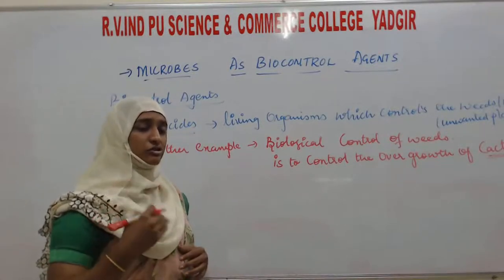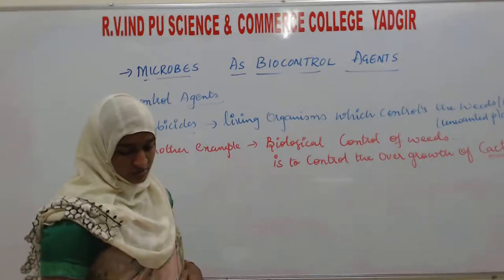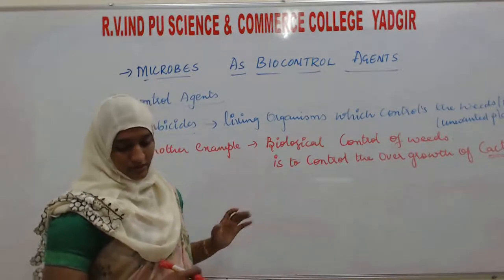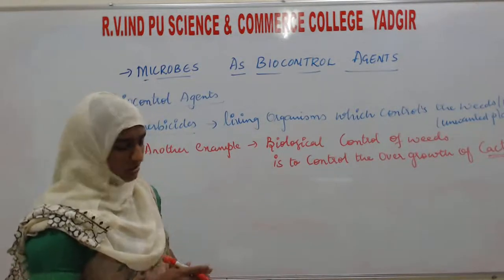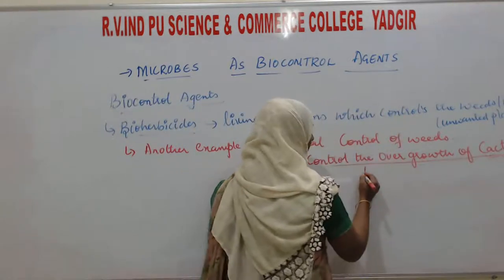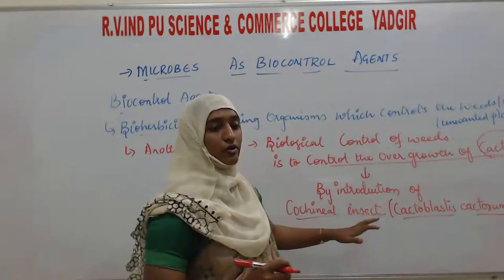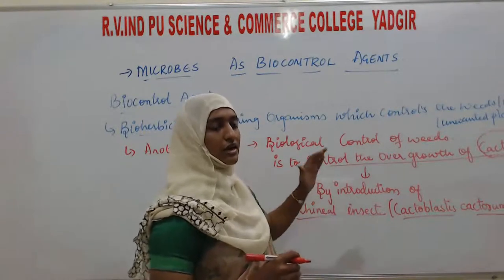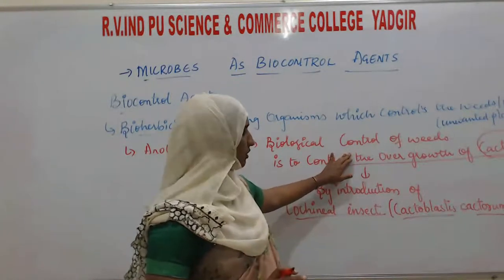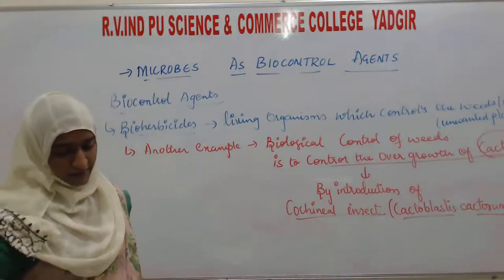Their growth is going to be rapid. So that growth is controlled. Whatever the growth of cacti will be, their growth is controlled by introduction of a controlling organism. Once they inhibit their growth, if their growth is controlled, they are unable to grow, so they will not affect any other plants or the crop field. So this is another example of what? Bioherbicide.